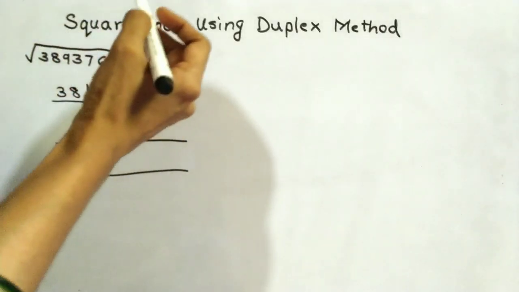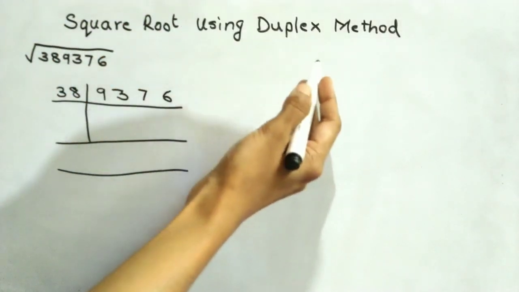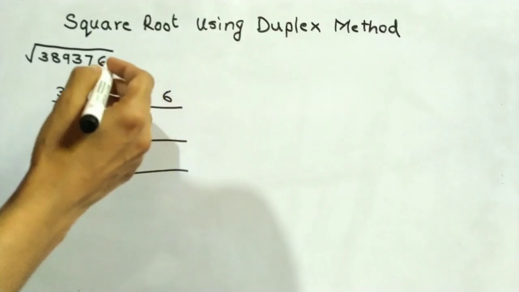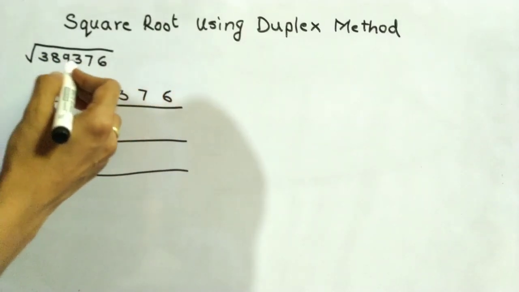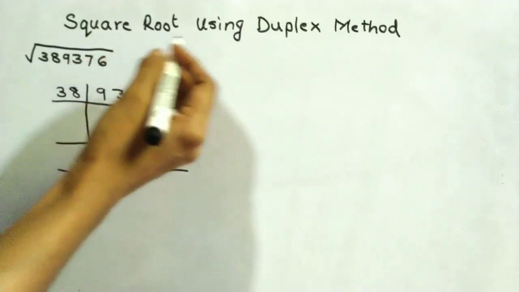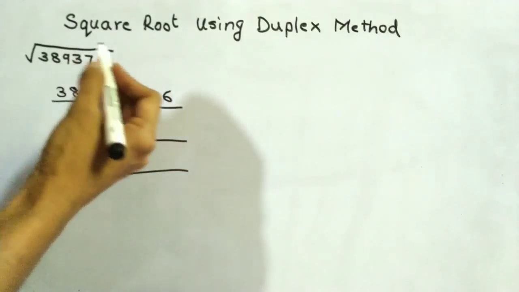Okay, now we are going to find the square root using the duplex method. So first, the square root of 389376. Now this is a 6-digit number. So let's see how we use the duplex method to find the square root.